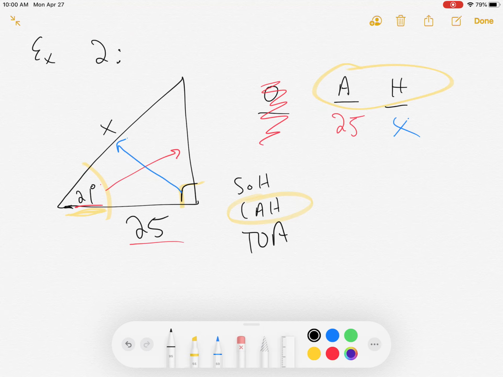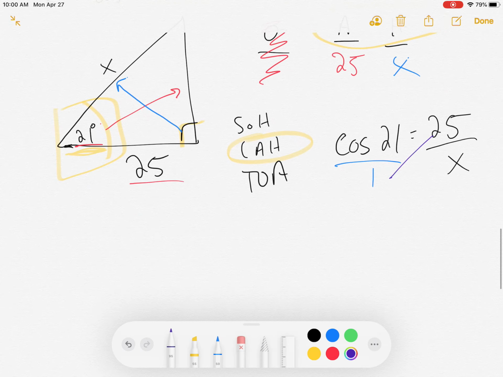So we have the cosine of the angle that I used. The angle that I used was 21. Cosine of 21 equals A over H, 25 over x. Now we do the same trick we did last time. It doesn't matter if x is on top or bottom if we're doing that trick that we used last time. What we're going to do, put this over 1, and now I'm going to cross multiply.